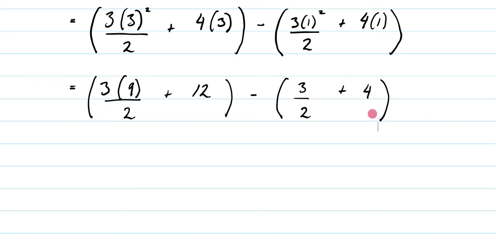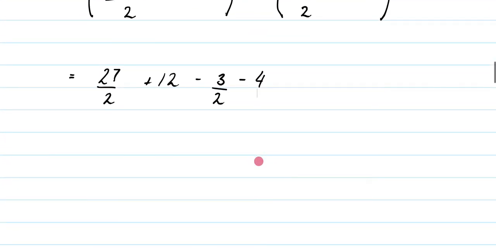The next step I'm going to expand out. Let's see if I can write a bit neater. I'm going to go 3 9s are 27 over 2 plus 12 minus 3 over 2 minus 4. That's going to leave me with what?